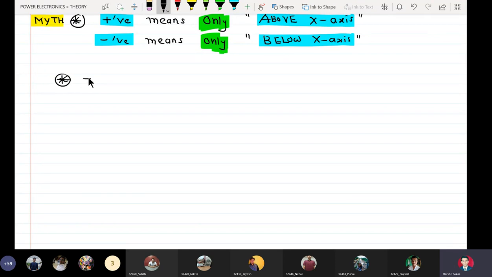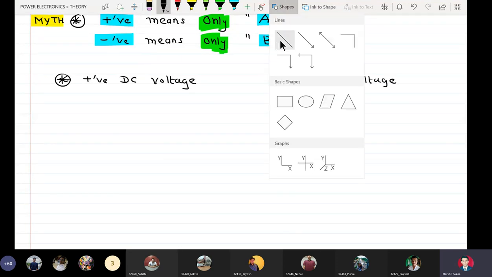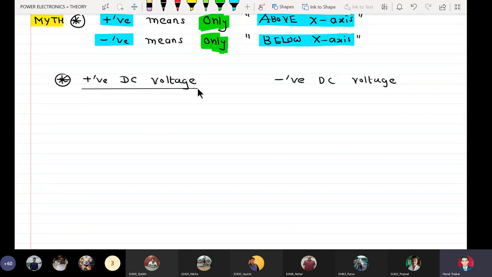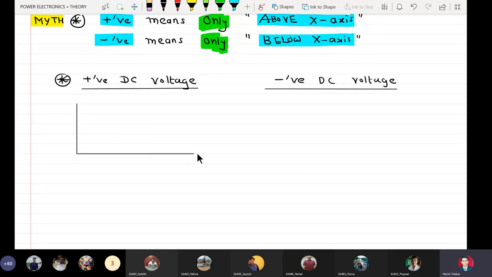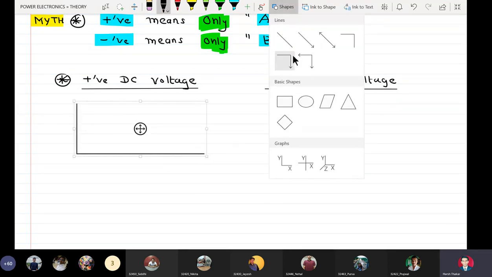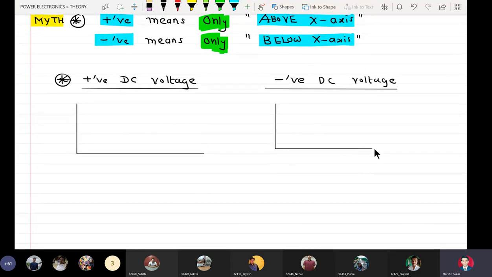When I say positive DC voltage and when I say negative DC voltage, and if I am told to make waveforms to represent a positive DC voltage and a negative DC voltage, this is what we usually would draw, like this and like this.